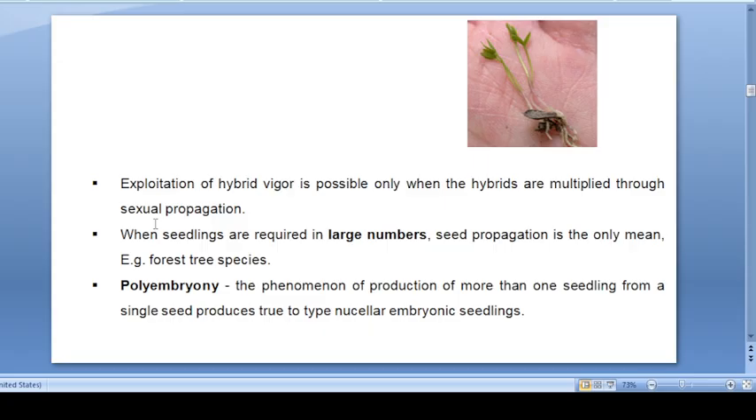In mango, some of the rootstocks, especially Kurukan, Nekkare and Nevadan, are the rootstocks which have extensive polyembryonic nature. So this is also one advantage, especially in the fruit crops.